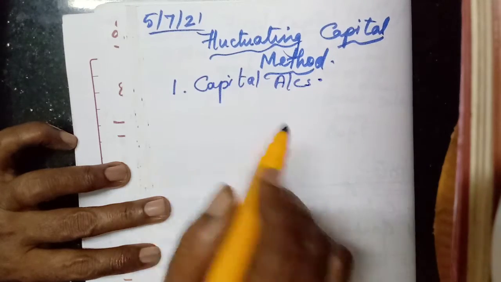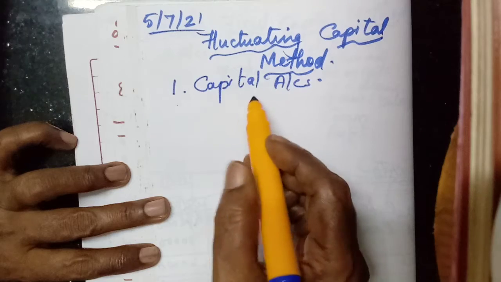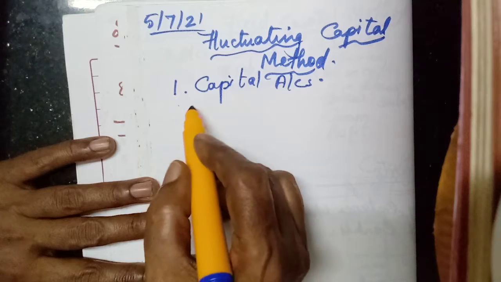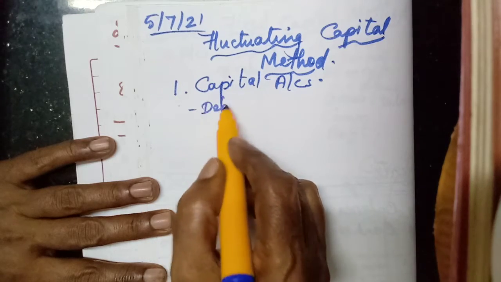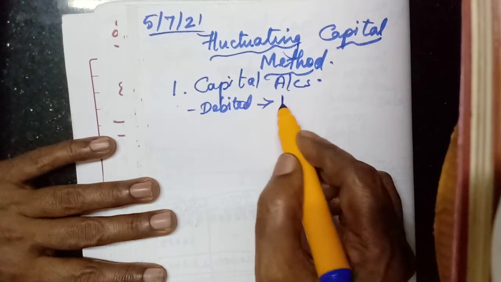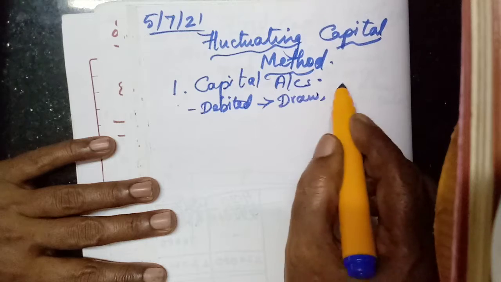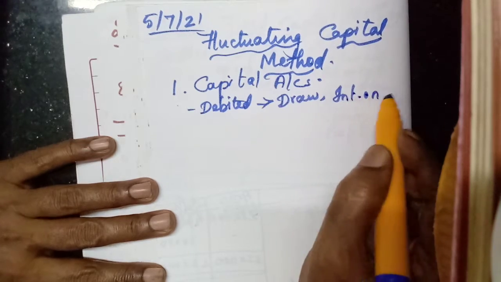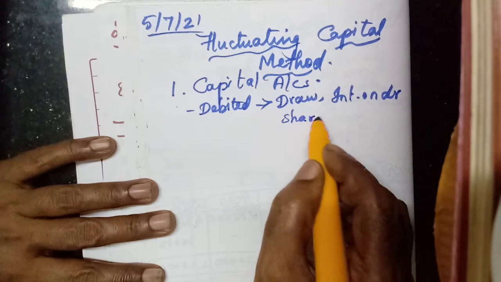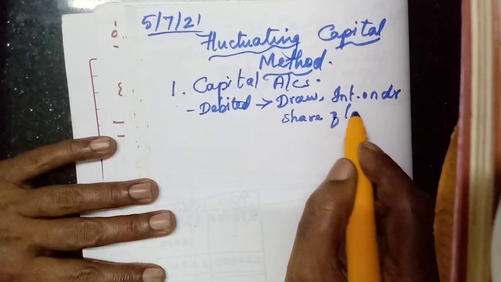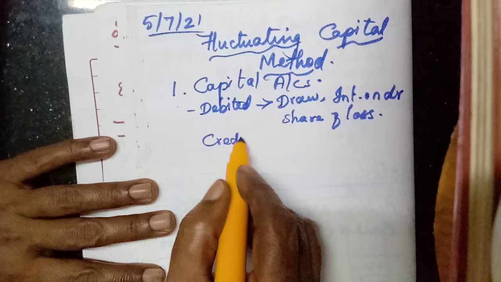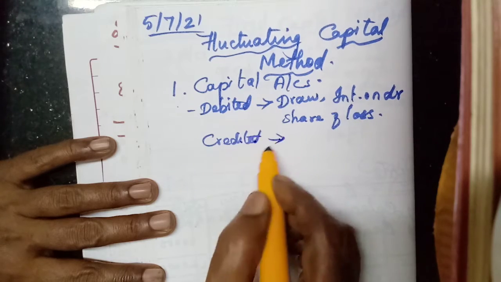So here all the adjustments will be only in the capital account. It will be debited with what? The drawings and interest on drawings and share of loss. If there is loss, that is share of loss also will be entered. Only three items. All the other adjustments will be credited in the partner's capital account.